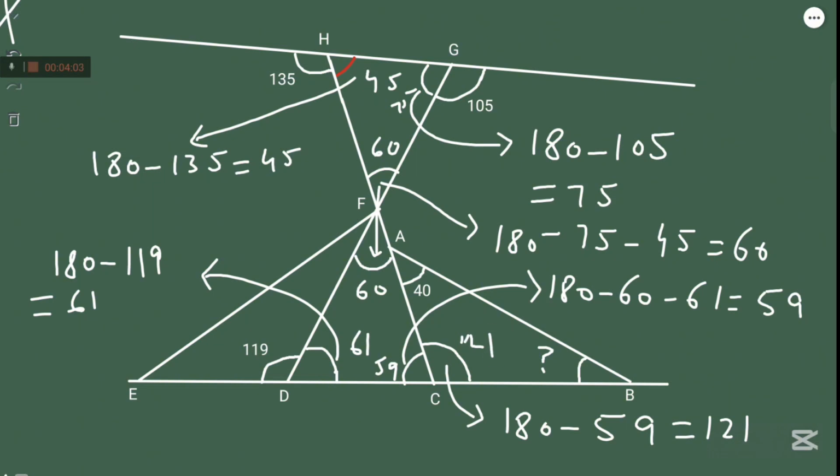Okay, now we can find this angle here. So 180 minus 121 minus 40. So this should be equal to 19. So here at B, angle is 19, and this is our answer.